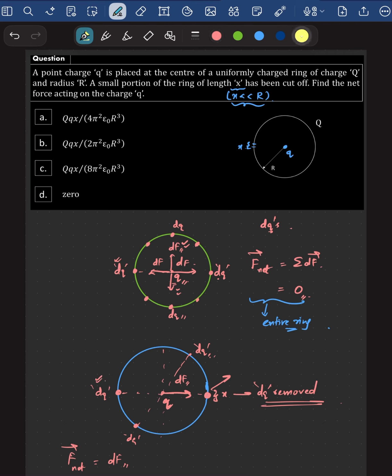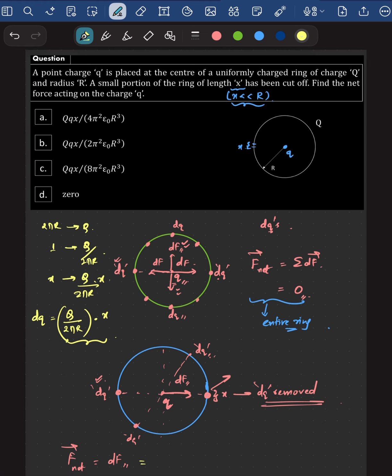Now, what will this value of DQ be? Since charge is uniformly distributed, we can say the charge per unit length is Q by 2 pi r. So for 2 pi r length, I had a charge Q. So for unit length, I'll have a charge of Q by 2 pi r. And since now we're cutting off x length, the charge we'll have on that x length will be equal to Q by 2 pi r into x. So value of DQ is actually equal to Q by 2 pi r into x.